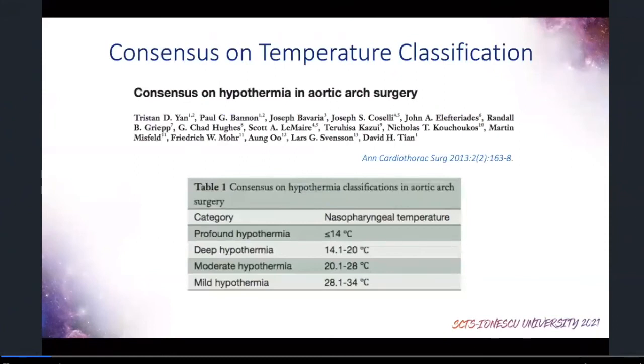This is the consensus by the ARCH study group on classifications of hypothermia. As you can see, there are 4 categories of hypothermia: profound hypothermia less than 14 degrees Celsius, deep from 14.1 to 20, moderate hypothermia, a broad range from 20.1 to 28 degrees Celsius, and mild 28.1 and higher.